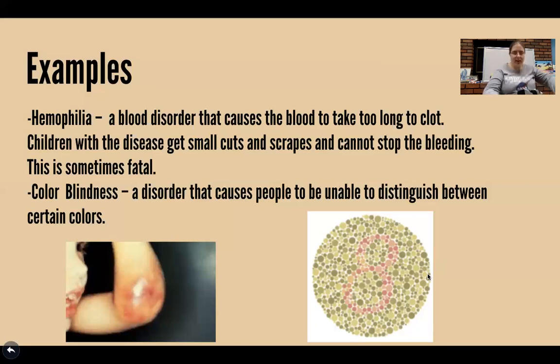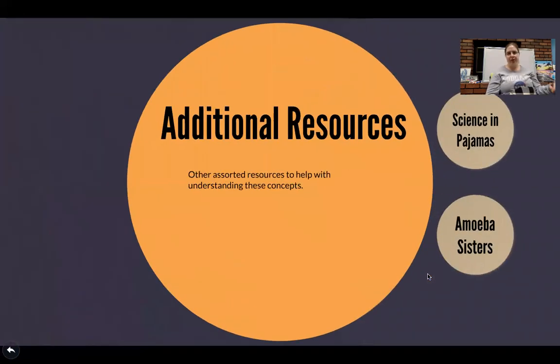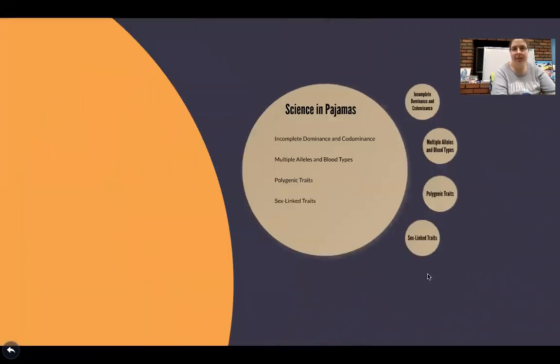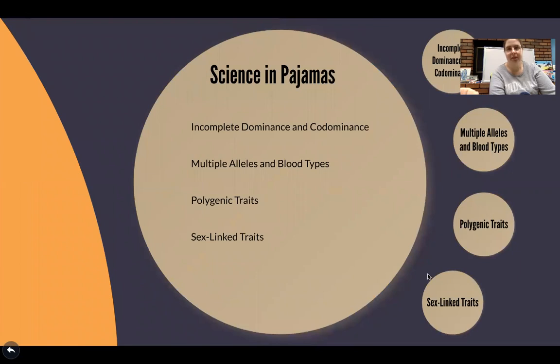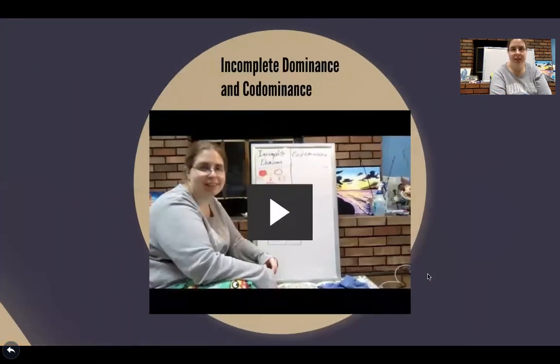All right, so that's that. We got some additional resources. I would definitely recommend you checking them out, and definitely check some of them out today. With the Science in Pajamas, I have a video that compares and shows the differences between incomplete dominance and codominance. It includes Punnett squares of both of those. So I definitely recommend checking those out, seeing the difference, helping you to understand how to do those Punnett squares.